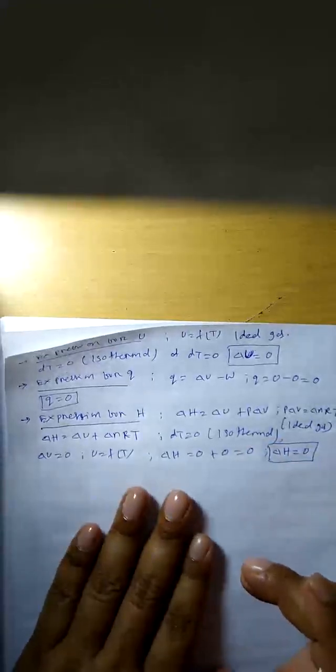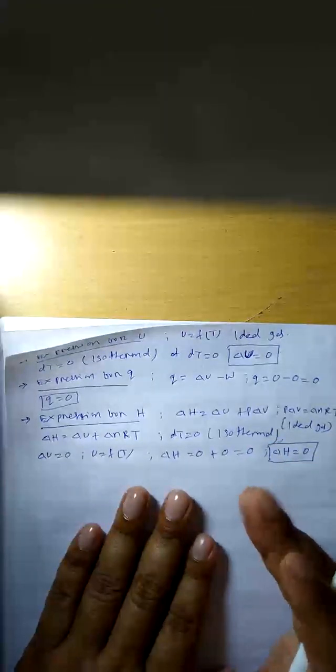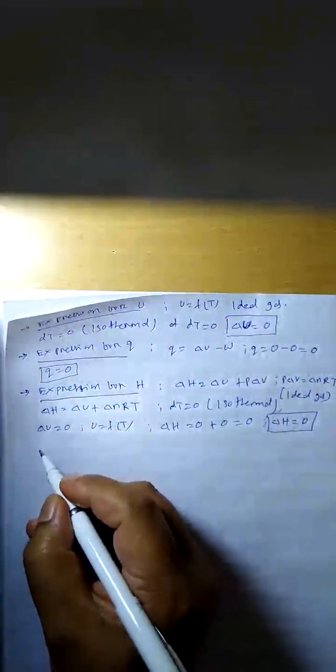That means in free expansion, when external pressure is equal to 0, that means when expansion occurs in vacuum, what happens? W is 0, U is 0, Q is 0, H is 0, all 0. This is the case for isothermal processes. Now we will go for the adiabatic process.